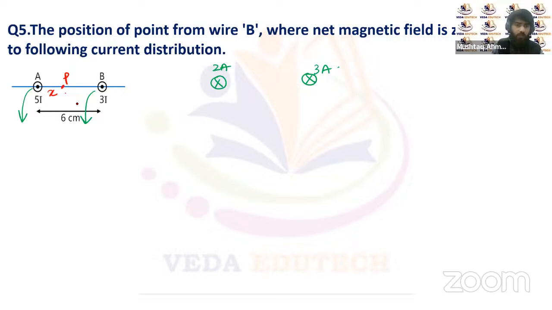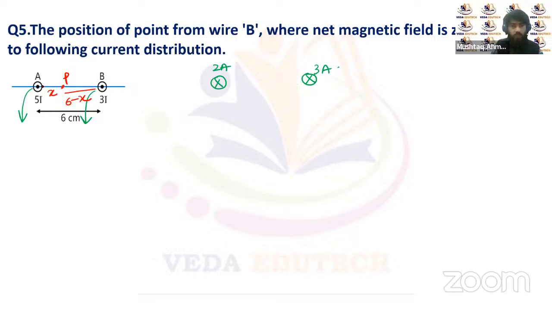At a distance of x from this 5I, and the same point will be at a distance of 6 minus x from this 3I current. Now you can see here, since the current carrying wires have the same sense of current, at any point in between the two wires the direction of the magnetic field will be opposite to each other. So there is a possibility that in between these two current carrying wires, there may be a point where the magnetic field will be zero. We will try to find out that point.